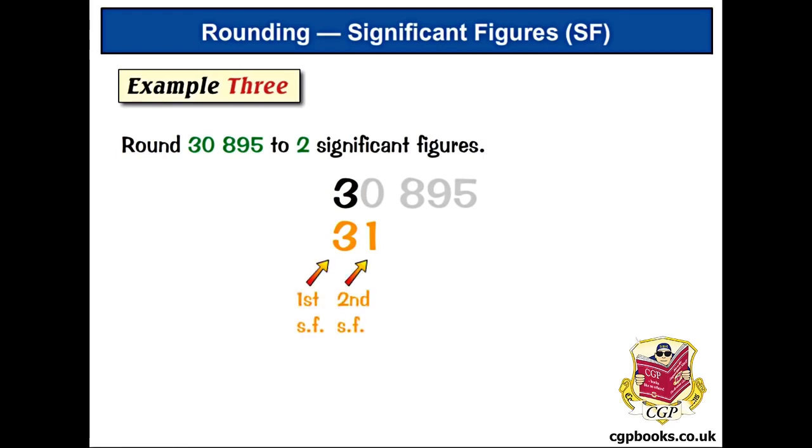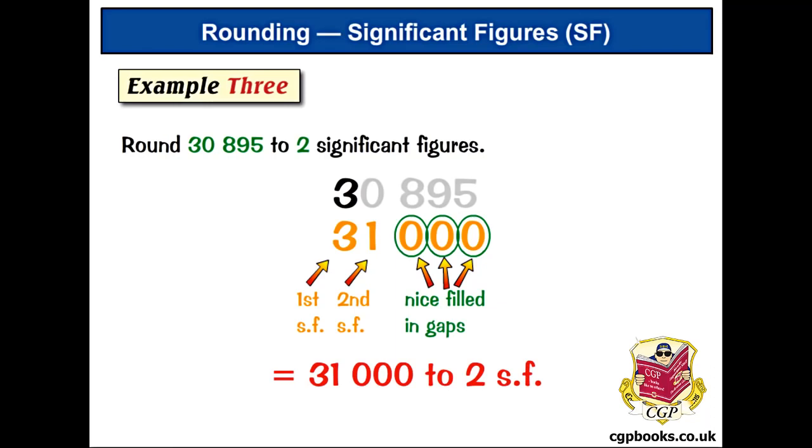There they are. But that's left us with 3 gaps before the decimal point. So time to apply our extra rule and fill them in with zeros. And that makes our answer 31,000.